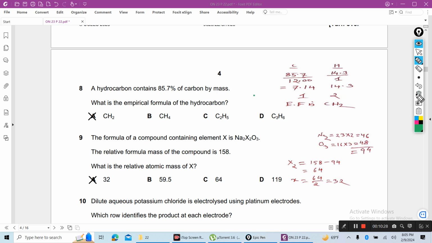Then you divide by the smallest, 7.14 divided by 7.14, you get 1, and this is 2. Hydrogen is 2. So the empirical formula will be carbon 1, hydrogen 2. One carbon, 2 hydrogen. So this empirical formula will be CH2. This is the answer A, CH2.